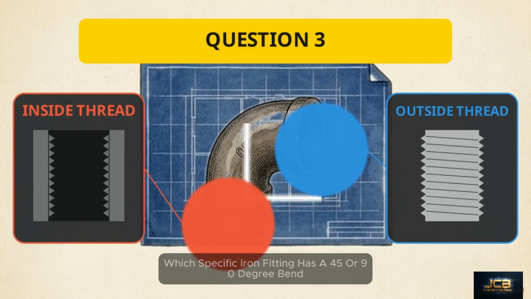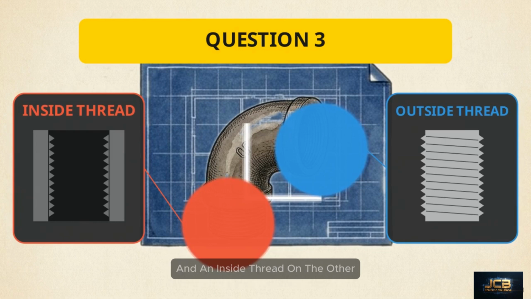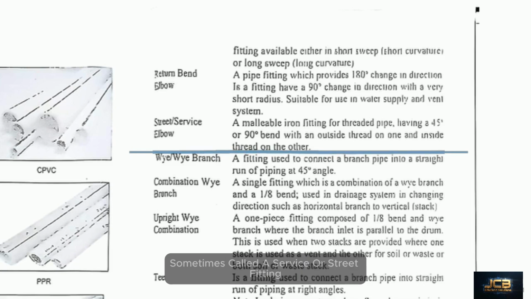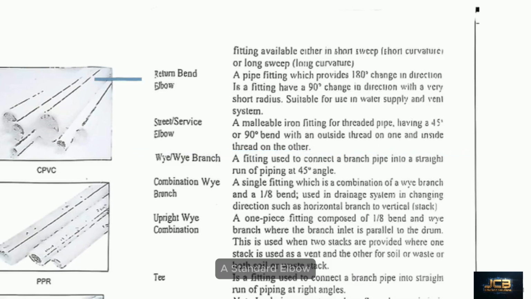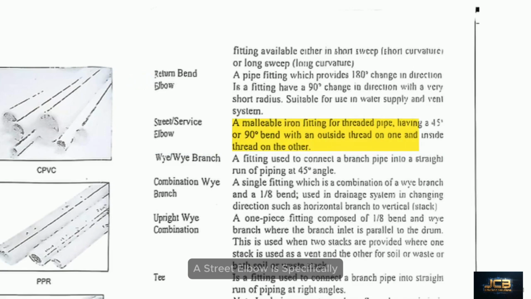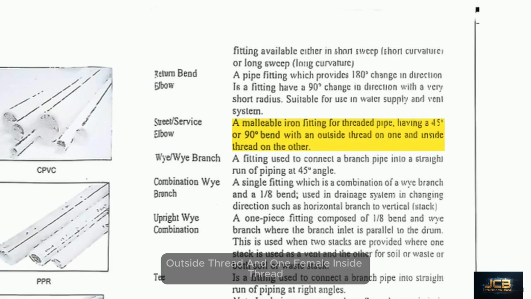Question 3. Which specific iron fitting has a 45 or 90-degree bend, featuring an outside thread on one end and an inside thread on the other? The answer is a street elbow, sometimes called a service or street fitting. A standard elbow usually has the same thread type on both ends. A street elbow is specifically defined by having one male, outside thread, and one female, inside thread.